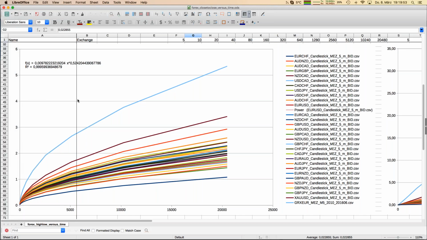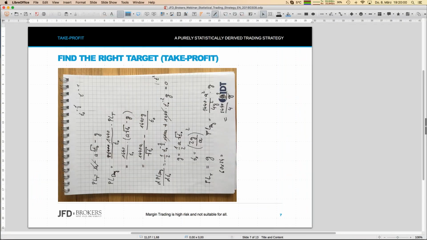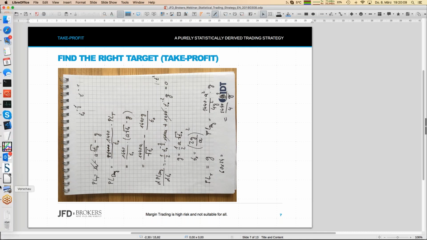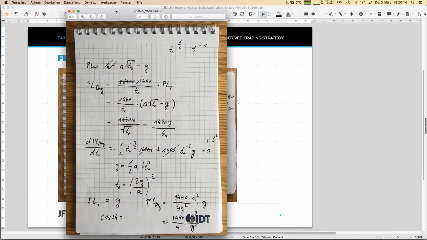Let's do the next step, because we need that input now. What we now try to do is find the right target for our long-short trades. And you see already something handwritten here, and I put it up so that we can read it. But that was really what I did on my hammock, when I derived and developed that kind of strategy. Let me really start with this mess.